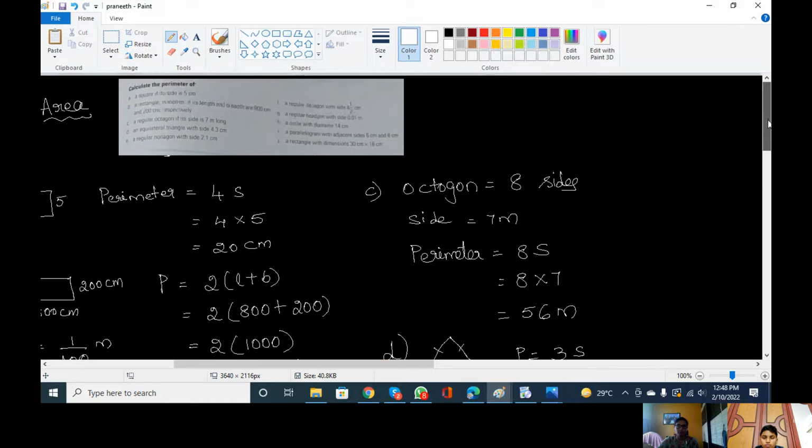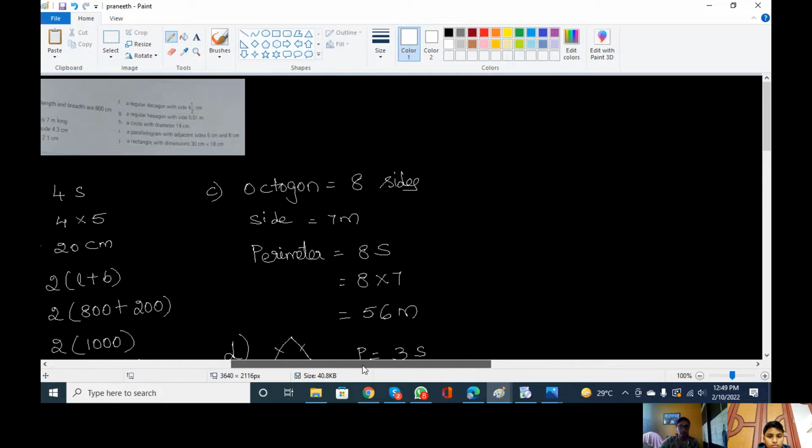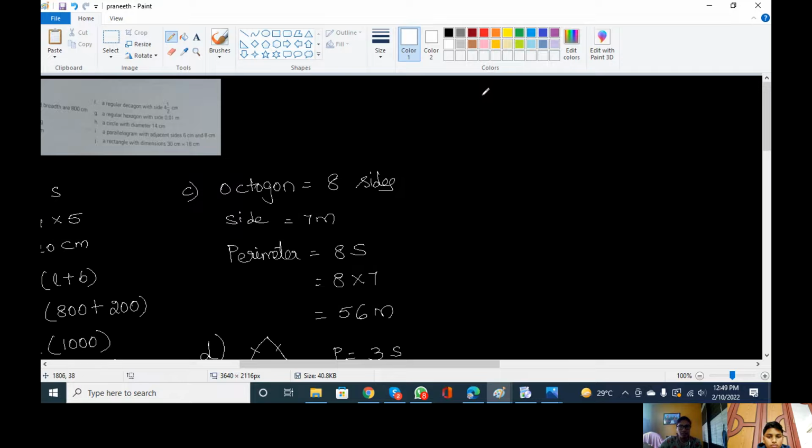Yes, next one. F bit. A regular decagon with a side of 4.5 centimeters. How many sides does a decagon have? 7 sides. Decagon has 10 sides. Okay. 7 sides is called a heptagon. Okay, 10 sides. So each side is given as 4.5 centimeters.